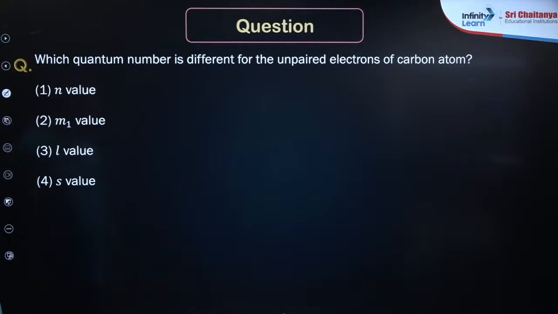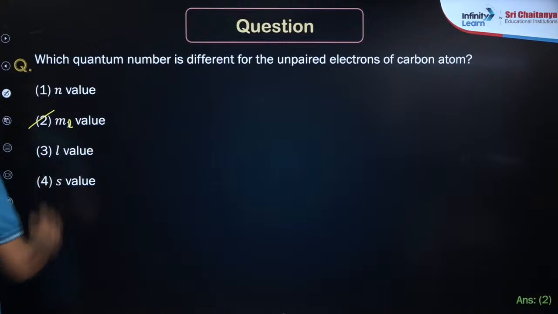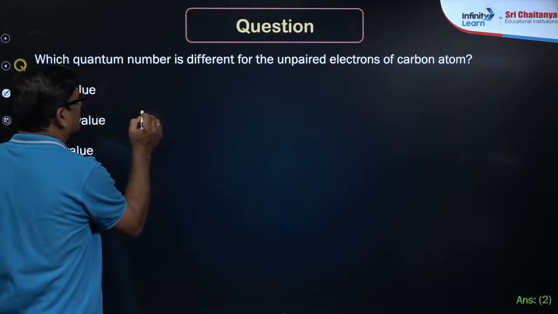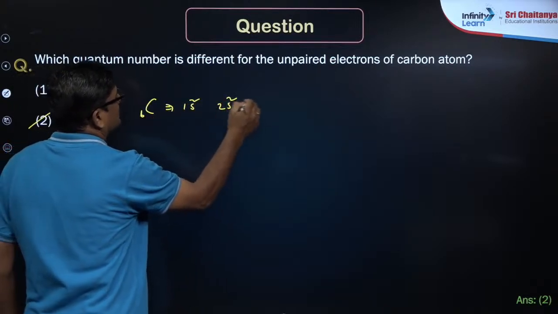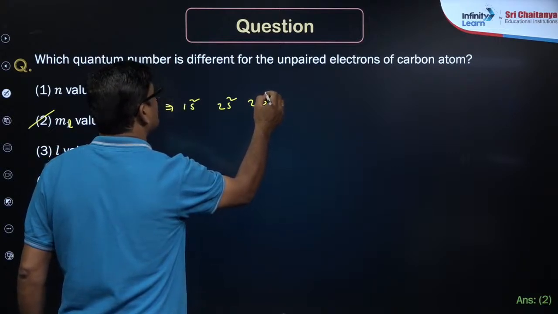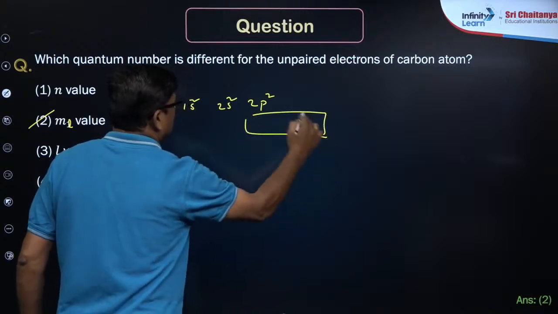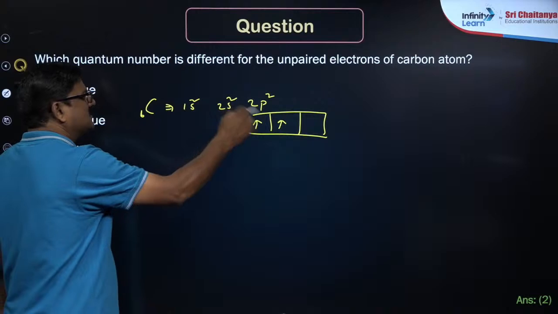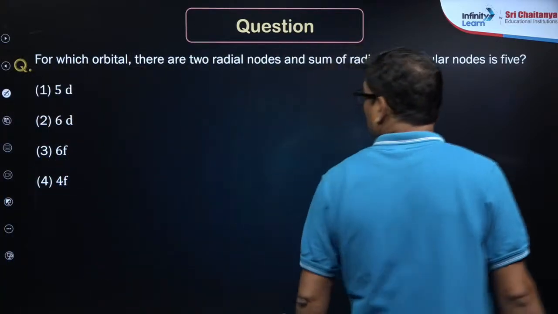Yes, what could be your answer? Here it is going to be the ML value, because 1s carbon 6 is 1s2, 2s2, 2p2, right? So it is going to be here 1 and 2. So it is having different magnetic quantum number values, right? One more. So which orbital?